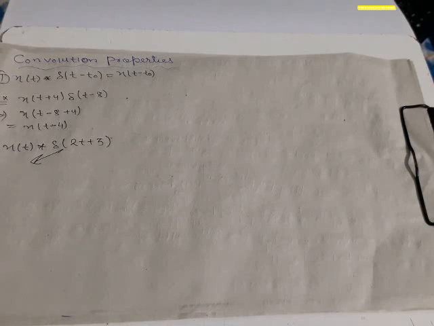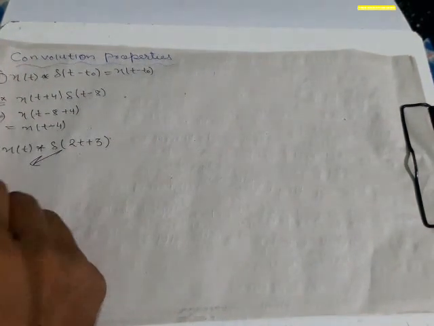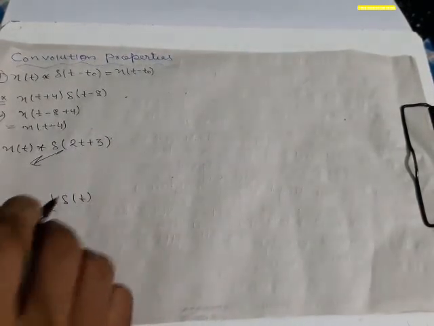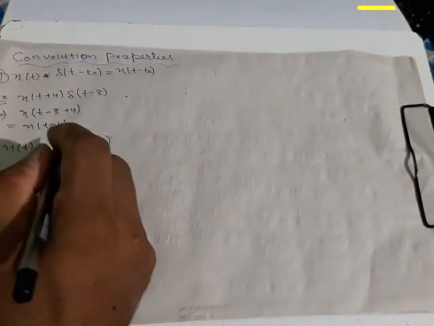So we can write it as delta(2t + 3) equals 1/2 delta(t + 3/2). Finally we get x(t) convolved with 1/2 delta(t + 3/2), which is nothing but 1/2 x(t + 3/2). This is our answer. We have used the scaling property to find this one. Now let's see the third problem.